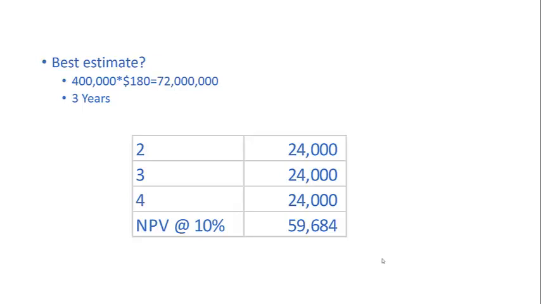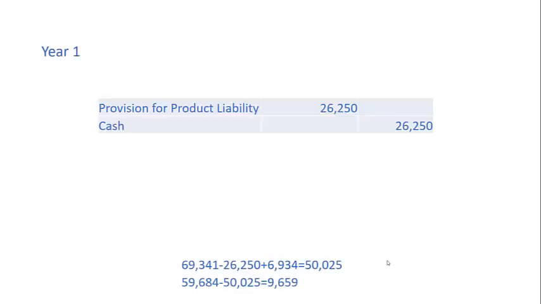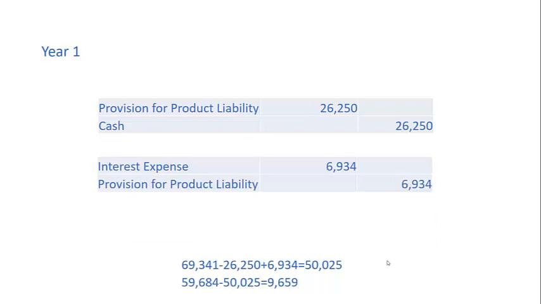So obviously now it's only over the years 2, 3 and 4, $24 million a year, and the net present value of those cash flows is $59,684,000. So in terms of how we'd recognise at the end of year 1, we'd say that we have to recognise the cars that we repaired, so we paid cash of $26.25 million, and that reduced our product liability. We'd have to recognise the interest expense, which is the 10% times the opening product liability provision.